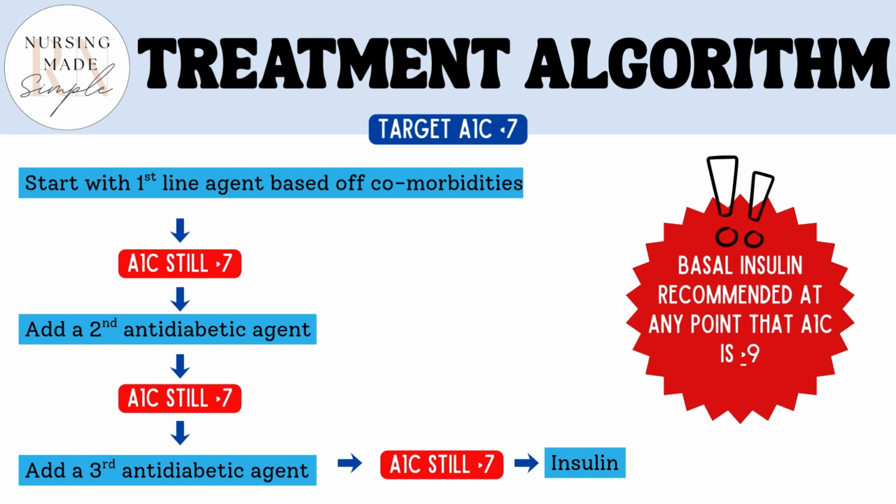They come back after a while, their A1C is still greater than 7. Now we're going to add a second anti-diabetic agent. They're on that medication for a little while, they return to the clinic, and their A1C is still greater than 7 on 2 of those anti-diabetic agents. Now we're going to add a third anti-diabetic agent. They're on this medication for a little while as well. If they come back after this and their A1C is still greater than 7, then we would initiate insulin at that time. Now, don't forget what I mentioned before. At any point during this algorithm, if the hemoglobin A1C is greater than or equal to 9, then basal insulin should be started at that time.